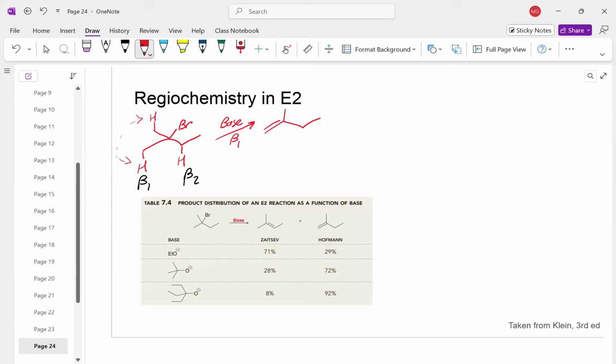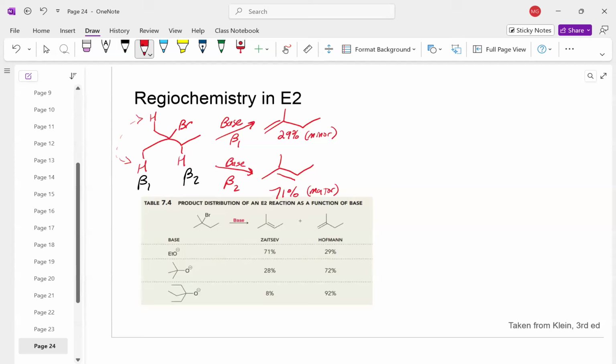then we get this alkene. If the base decides to go after beta 2, we get this alkene. And in fact, if we were to set this reaction up in lab, we would find that about 71% of the product would be this alkene. That would be our major product. And about 29% would be this product.